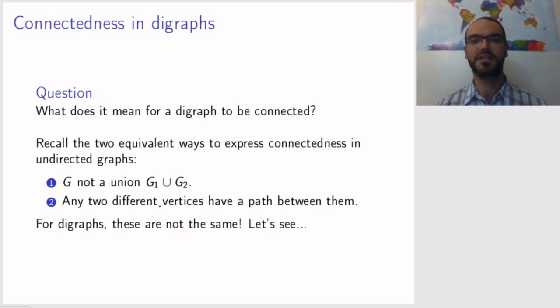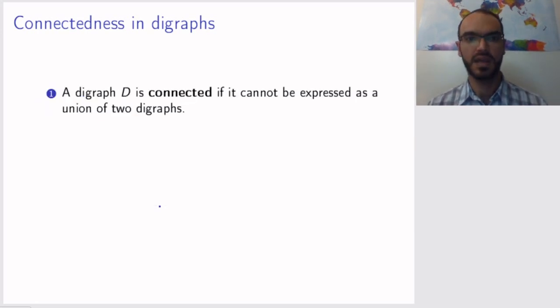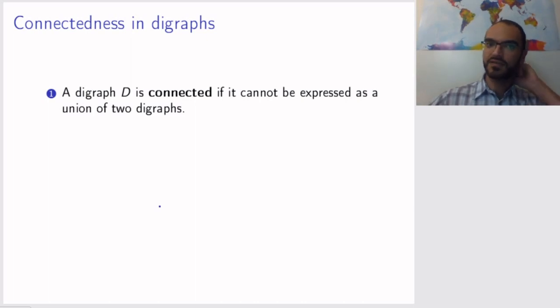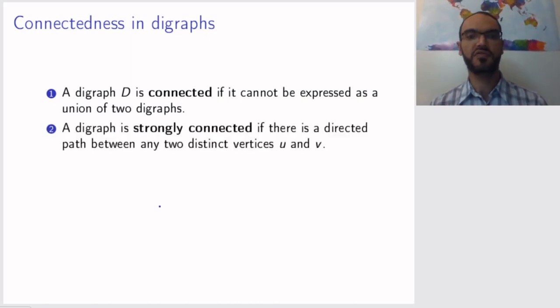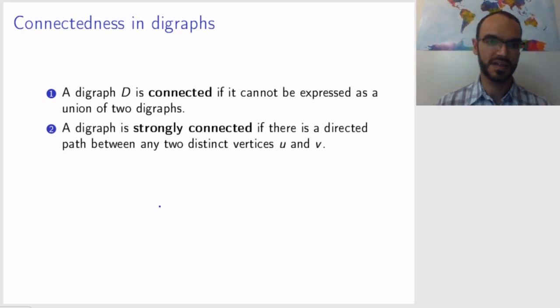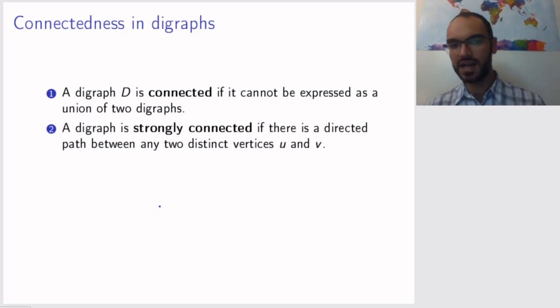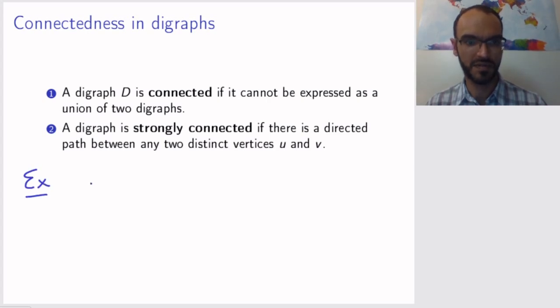Well, for digraphs, they are not the same thing. They are not equivalent. Let's see how this works. So we are going to call a digraph connected if it cannot be expressed as a union of two digraphs. And we're going to call a digraph strongly connected if you have the second condition, namely there is a directed path between any two distinct vertices. Why are these not the same, you ask? Well, look at these examples.